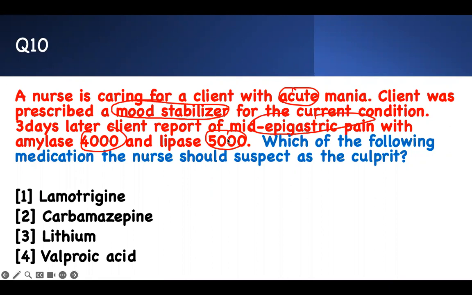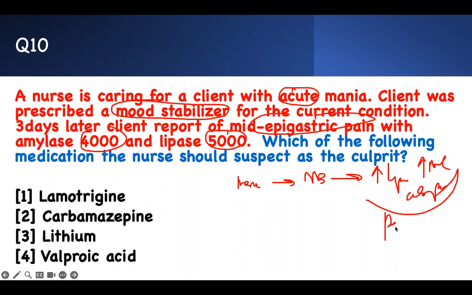Break it down. I have mania, okay? I prescribe a mood stabilizer. All of a sudden, my lipase is high, my amylase is high, and I have abdominal pain in the mid-epigastric area. What is this? Pancreatitis. Which of these causes pancreatitis? That's what the question is asking you.